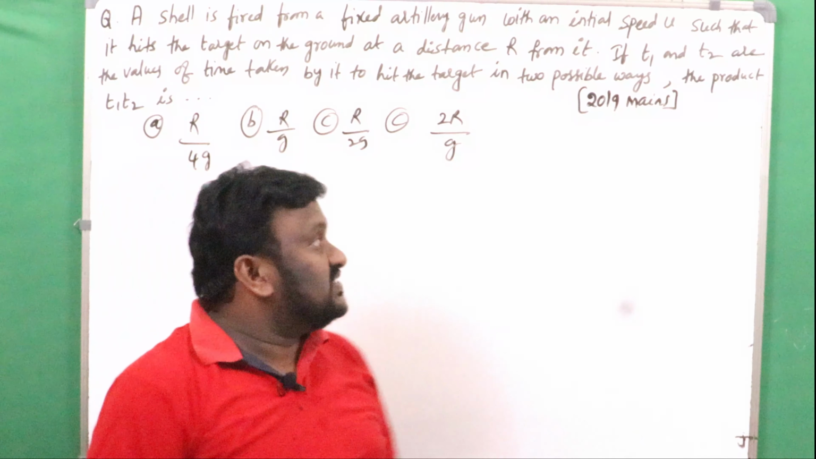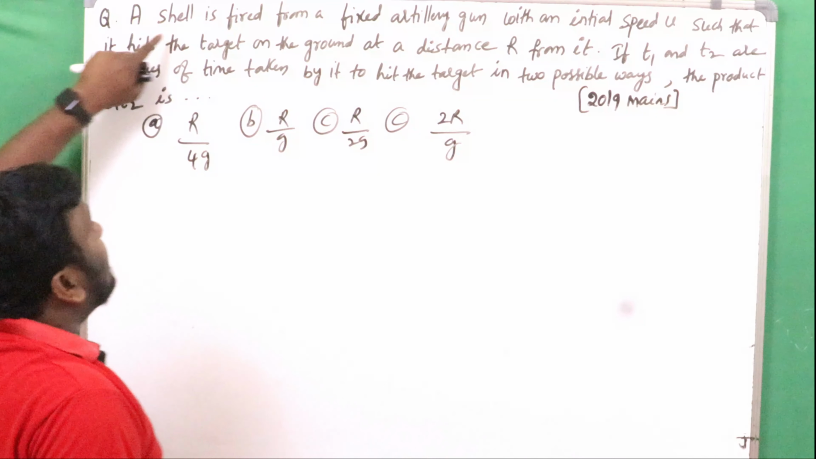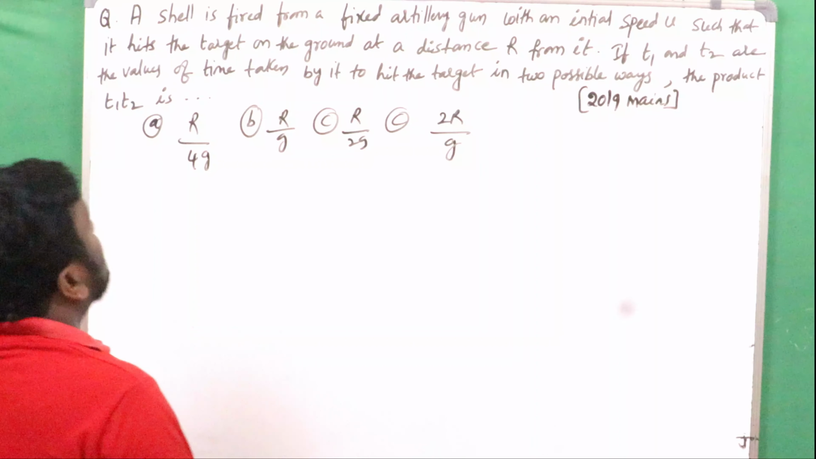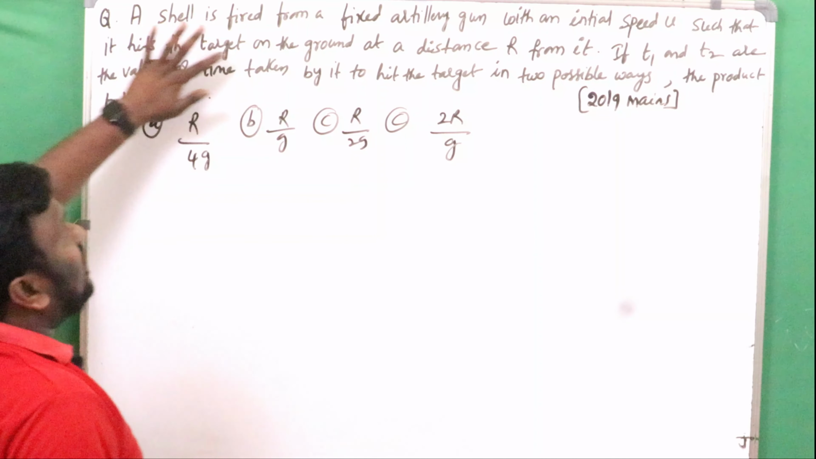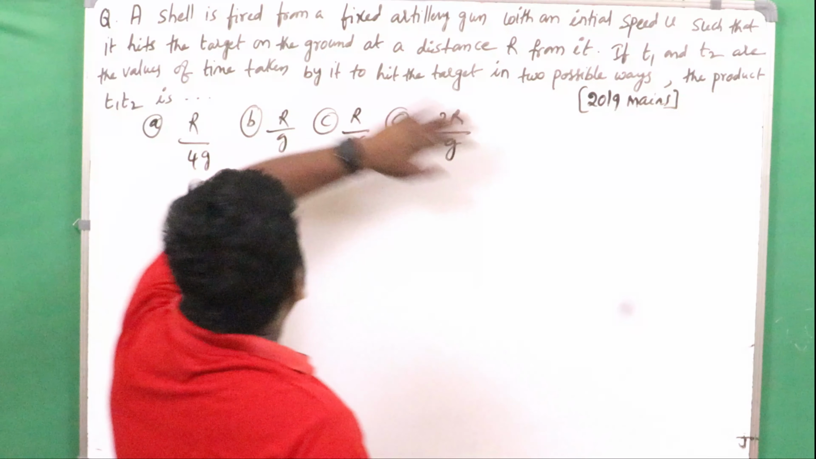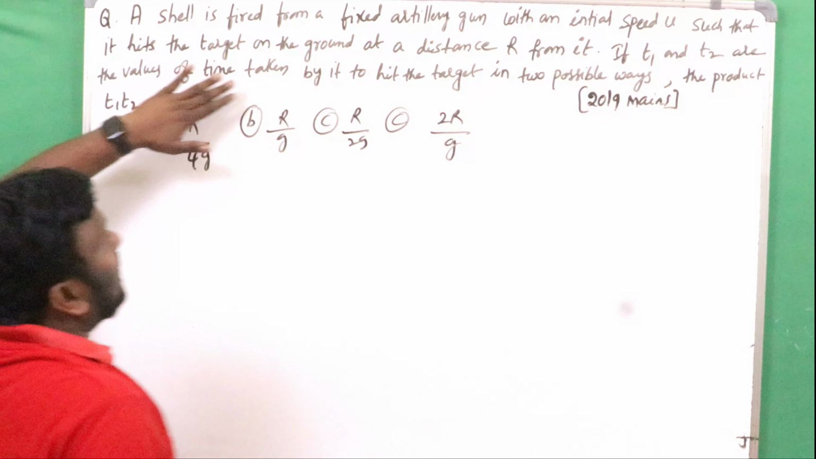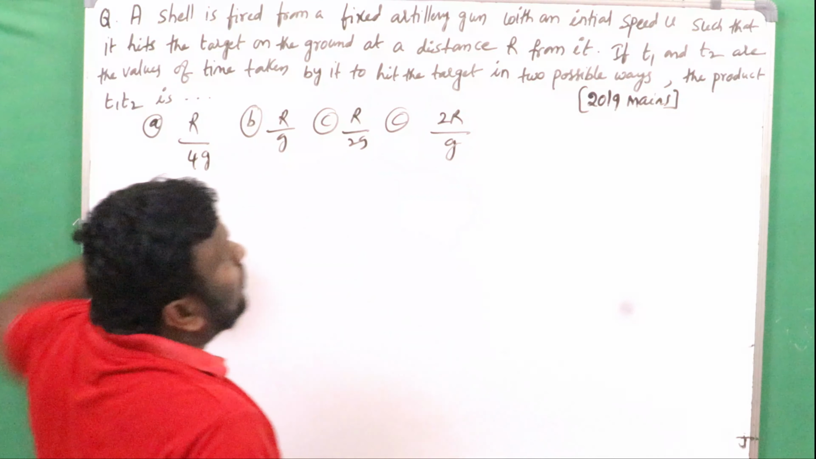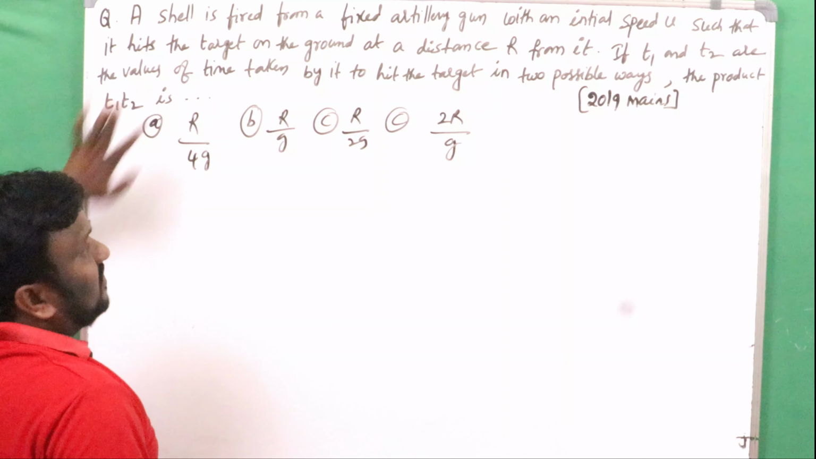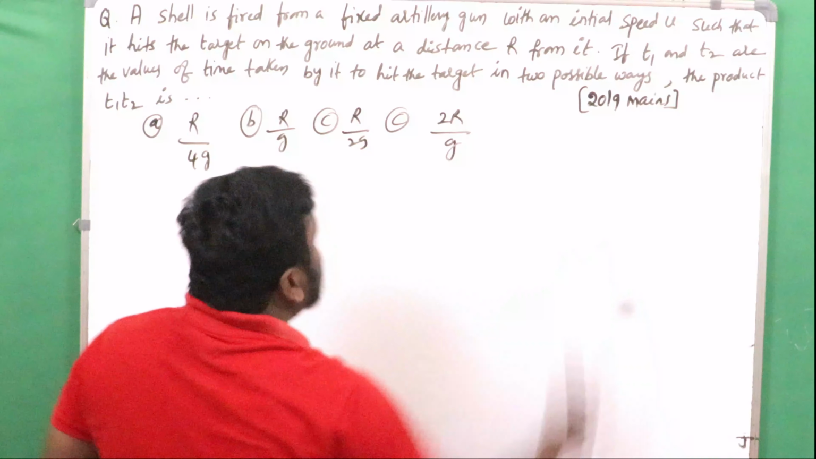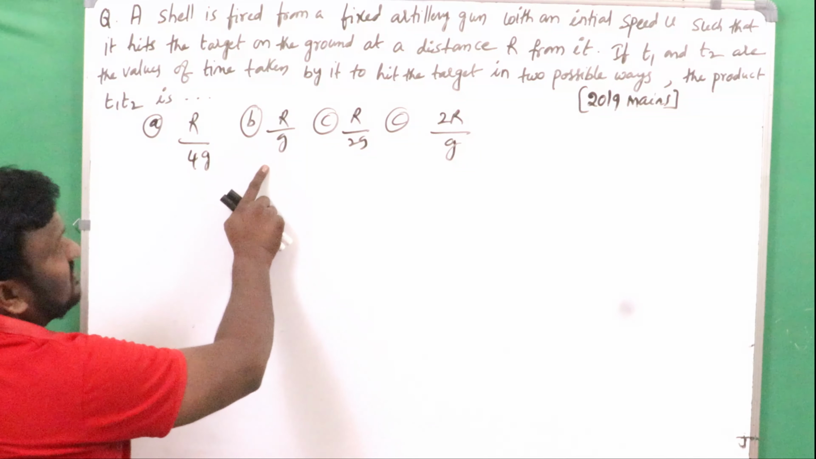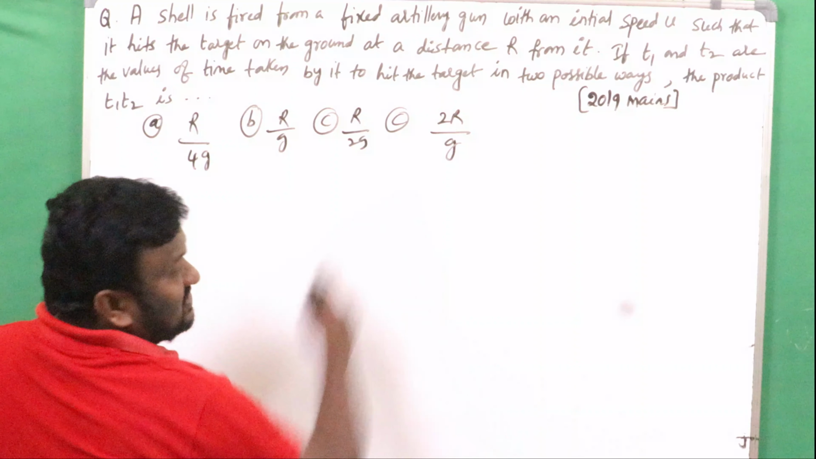Let's see one problem. A shell is fired from a fixed artillery gun with an initial speed u such that it hits the target on the ground at a distance r from it. If T1, T2 are the values of time taken by it to hit the target in 2 possible ways, the product T1, T2 is, it was given in 2019 mains. Options are given: r by 4g, r by g, r by 2g, 2r by g.